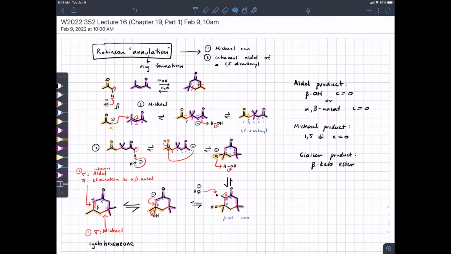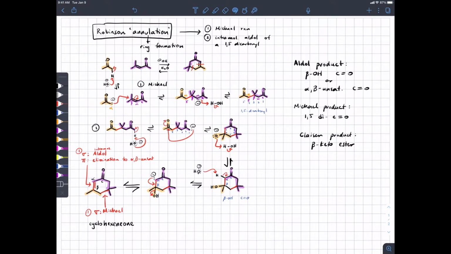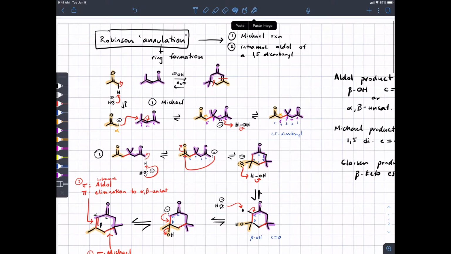So I just wanted to say a few more things about the Robinson Annulation, this sort of painful reaction where we can generate a fairly complicated structure from simple starting materials. So I want to review the mechanism and then talk about how you can recognize products that would have come from this. You can think about the Robinson annulation as its own thing, or you can think of it as a Michael reaction followed by an intramolecular Aldol reaction.